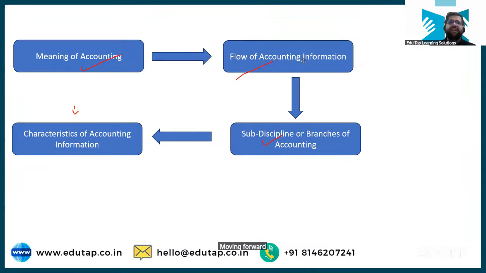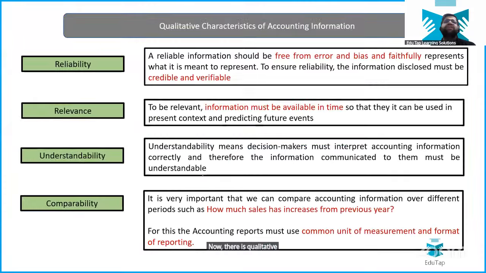Moving forward to the characteristics of accounting information. Now there is qualitative and quantitative. Quantitative is very, very easy. But qualitative, you have certain heads.